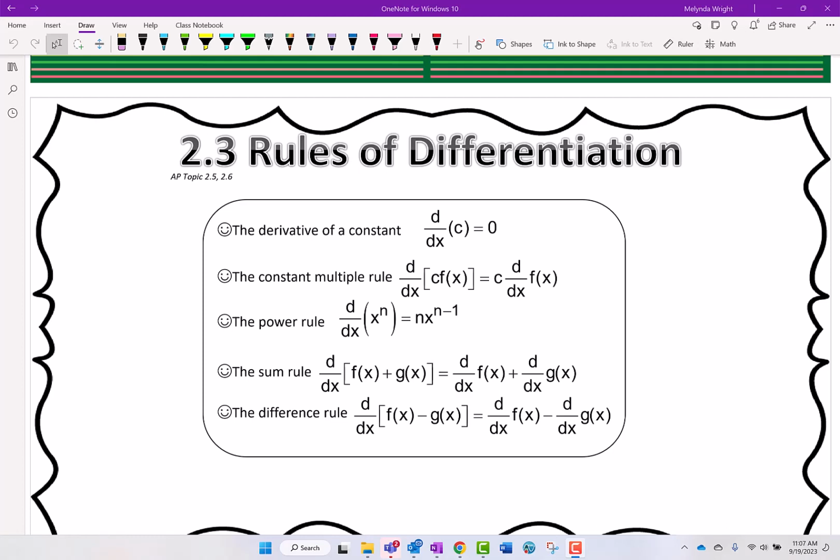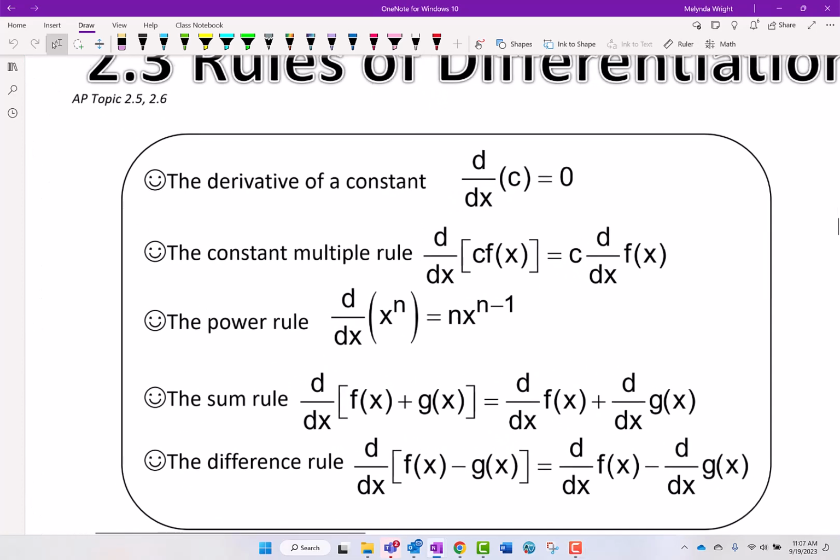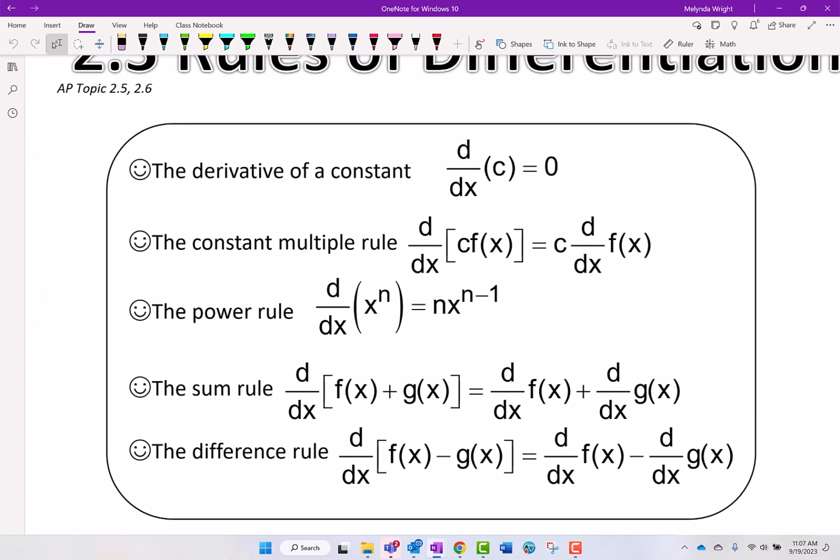So we're starting rules, and there are actually a lot of rules for derivatives. There's a lot of them, and they will make our lives easier. It's an easier computation than the definition of the derivative, but there are still rules that we have to know how to use.